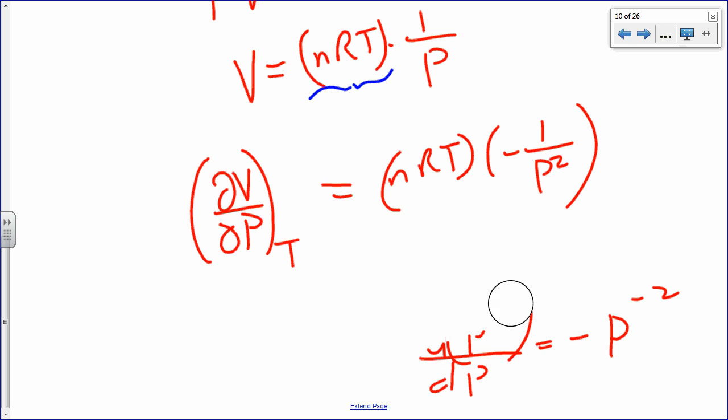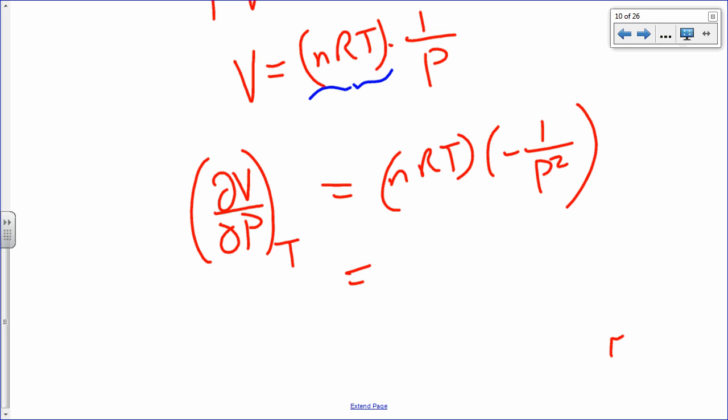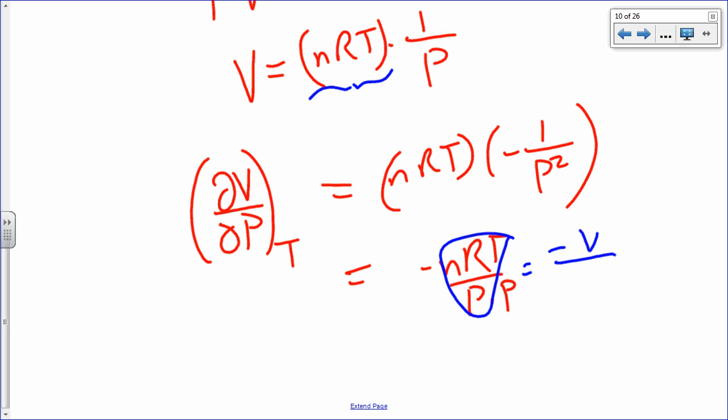So that's equal to negative nRT over P times P. Why am I writing it that way? What is nRT over P? That's volume. So that's negative volume over pressure.